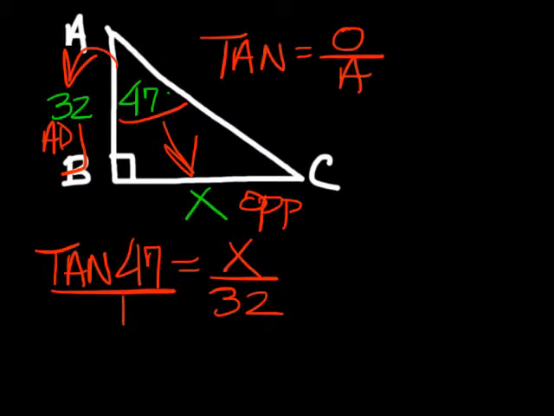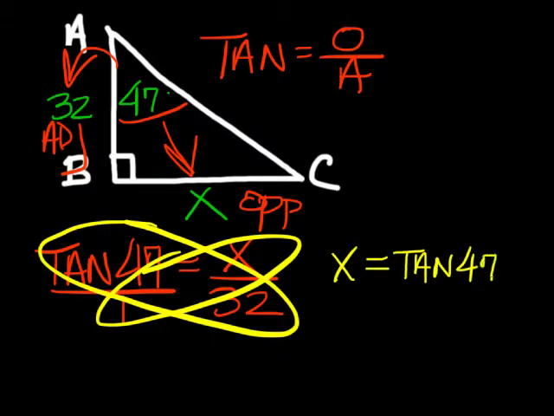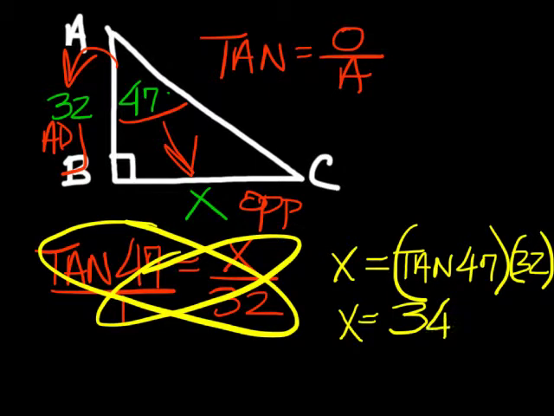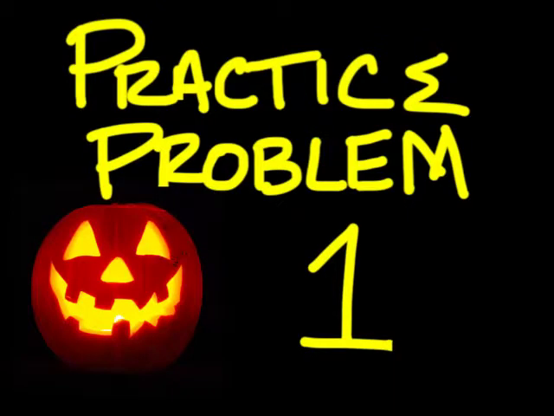Cross multiply to get x equals tangent 47 times 32. Put that in your calculator. Do tangent 47 first. 1.0723, and then multiply it by 32. Come back to get 34.3 for the final answer.